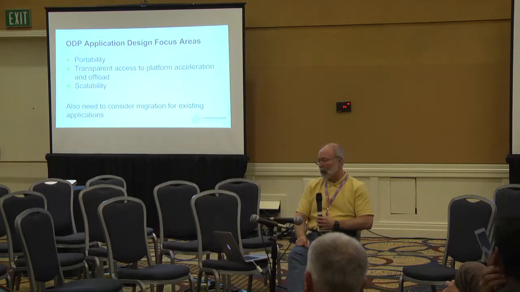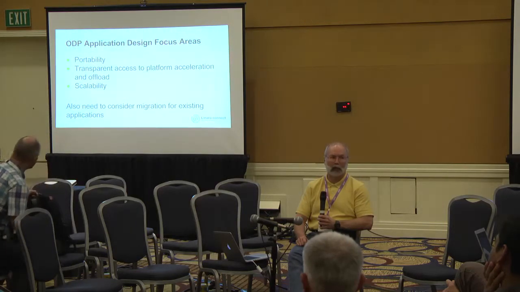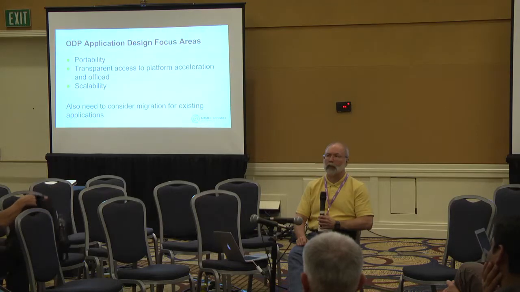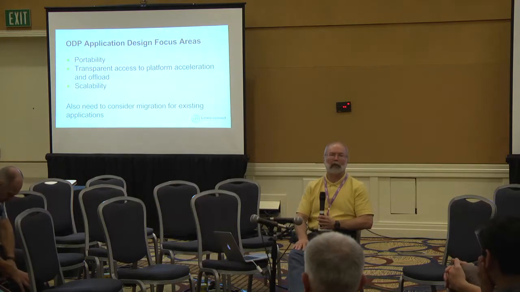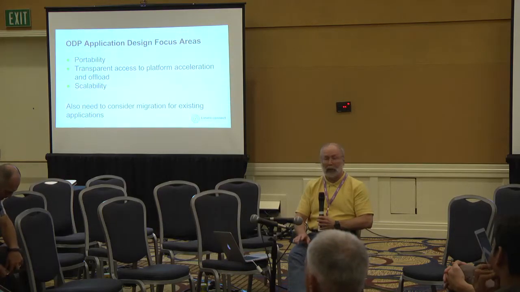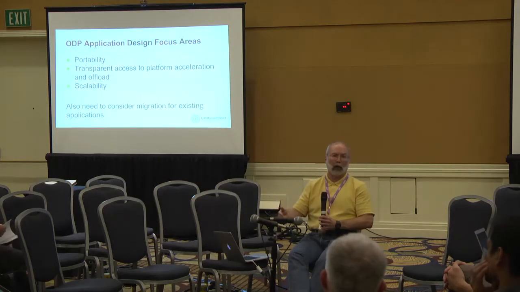The other is transparent access to platform acceleration and offload. And this is really key, because if you look at the diversity of the ARM ecosystem and the various SoCs that are based on that, one of the things you'll see is these platforms have very diverse capabilities in terms of what they can do in hardware acceleration. And we'd like to allow applications to exploit those capabilities without the application writer having to be a platform expert for every platform they might run on. This is particularly important in an NFV environment where you may not know what hardware you're going to run on in advance.